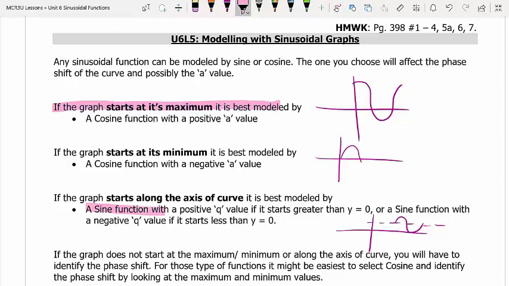So just keep in mind that if you're asked to come up with the equation of a graph, it's totally fine to develop the equation in terms of sine or cosine. It's just that sometimes it makes the most sense to pick either sine or cosine. And those points will help you decide.